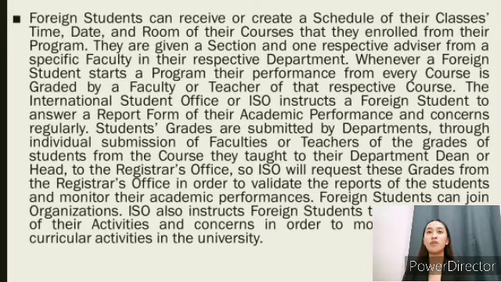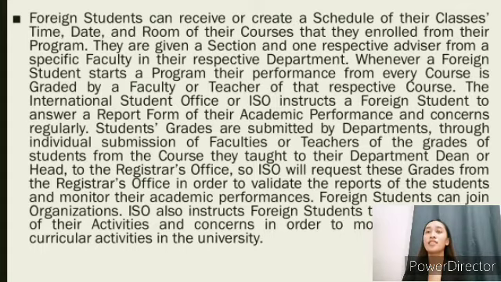Foreign students can receive or create a schedule of their classes, time, date, and room of the courses that they enrolled in from their program. They are given a section and one respective advisor from a specific faculty in their respective department. Whenever a foreign student starts a program, their performance in every course is graded by the teacher or the faculty of that respective course. The International Students Office, also known as ISO, instructs a foreign student to answer a report form of their academic performance and concerns regularly.